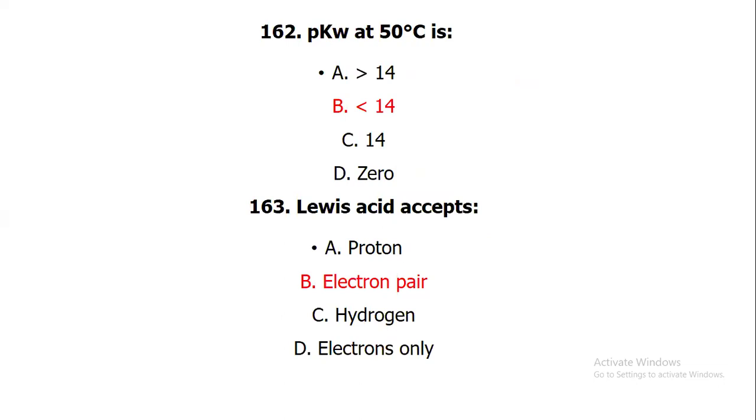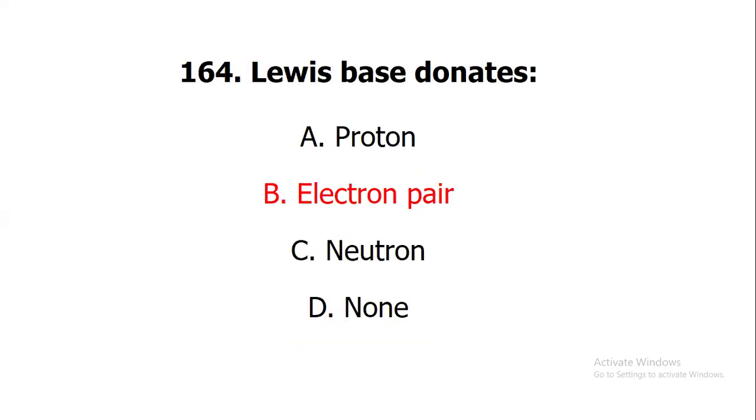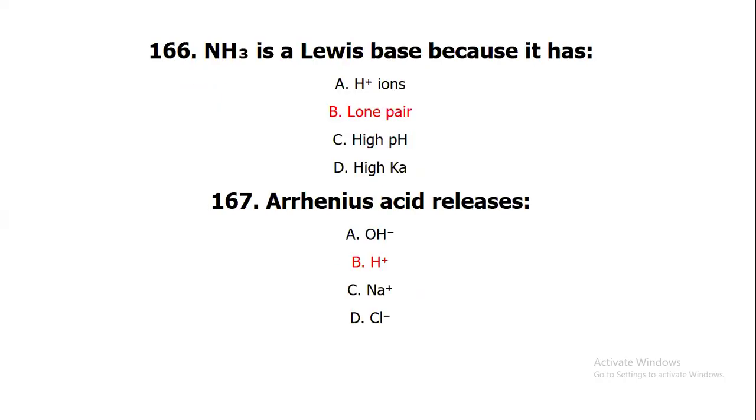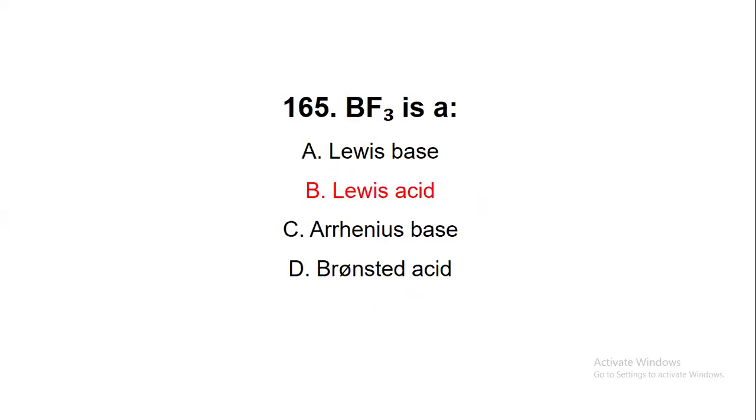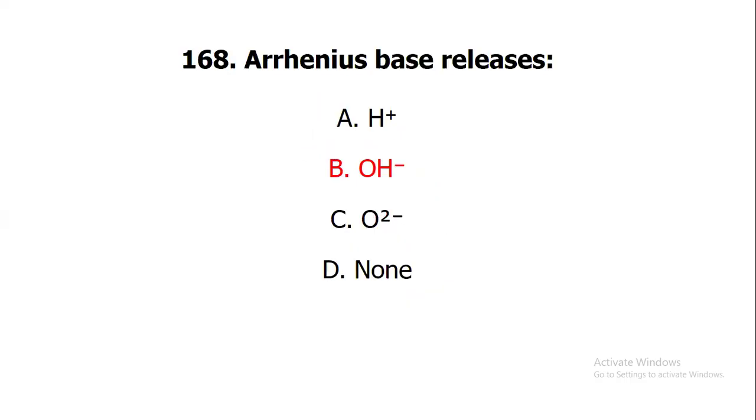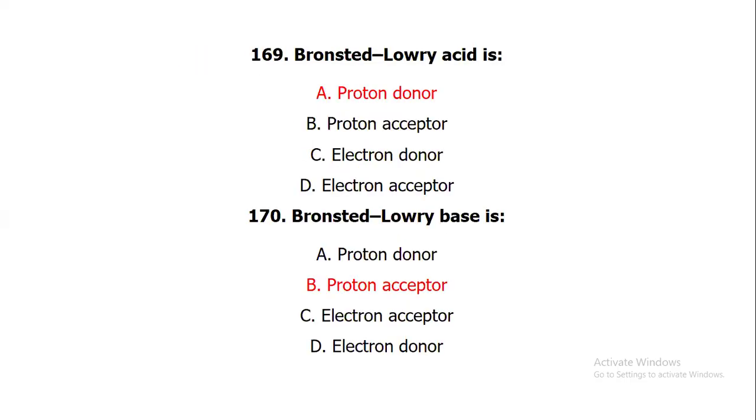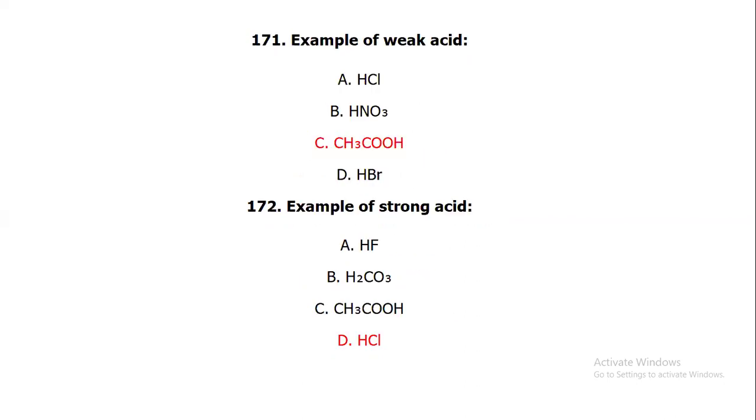Lewis acid accepts electron pair. Lewis base donates electron pair. Ammonia is a Lewis base because it has a lone pair. Arrhenius acid releases hydrogen ion. Boron trifluoride is a Lewis acid. Arrhenius base releases hydroxide. Bronsted-Lowry acid is a proton donor. Bronsted-Lowry base is a proton acceptor.